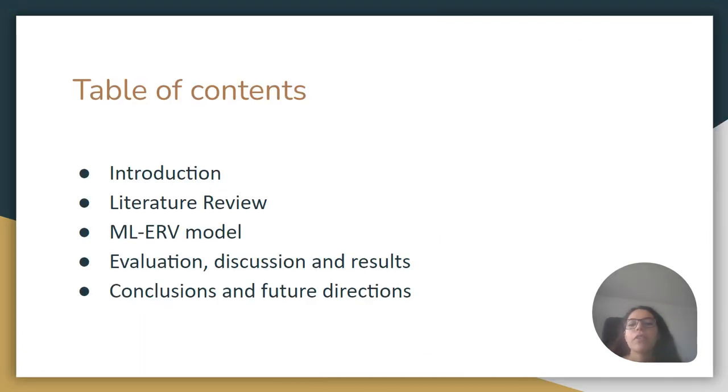Here is the agenda for this presentation. First, we're going to kick off with an introduction, then the literature review before I get to our model, the ML-ERV. Next, the evaluation, discussion, and results. Finally, I'm going to conclude this presentation and present future research directions.